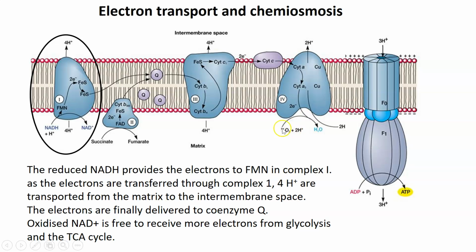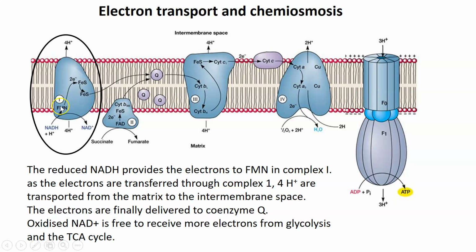So this is the electron transport chain, and I'll illustrate what chemiosmosis is at the same time as well. So complex 1, complex 2, complex 3, and complex 4. And this is ATP synthase. So here we have the NADH, carrying high energy electrons.